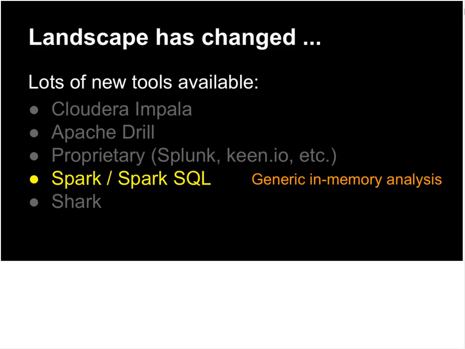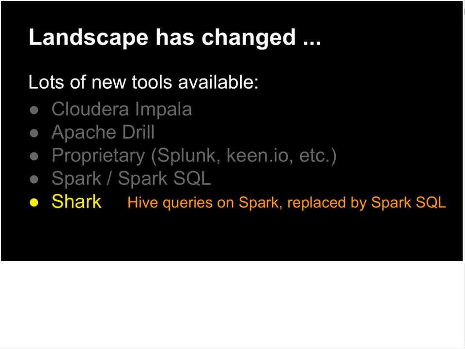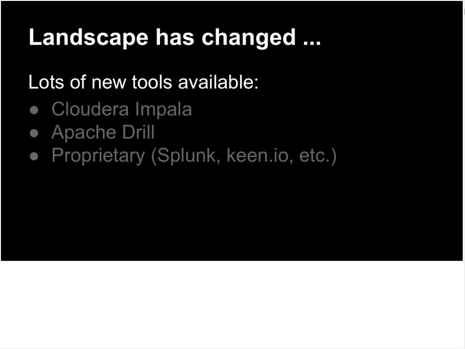Spark and its SQL query API, on the other hand, provide a general purpose, in-memory, distributed analysis framework. You deploy it as a cluster and submit jobs to it very much like you would with Hadoop. And lastly, Shark is essentially Hive on Spark. It uses your existing Hive metastore, but it executes the queries on your Spark cluster. At Spark Summit a few weeks ago, it was announced that Shark will actually be replaced by Spark SQL.